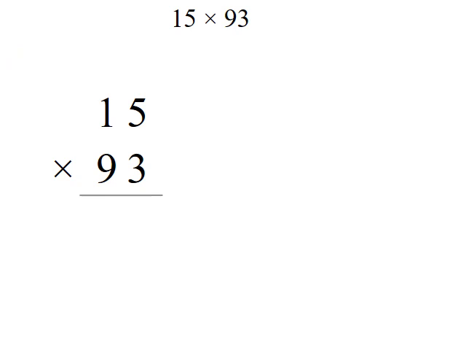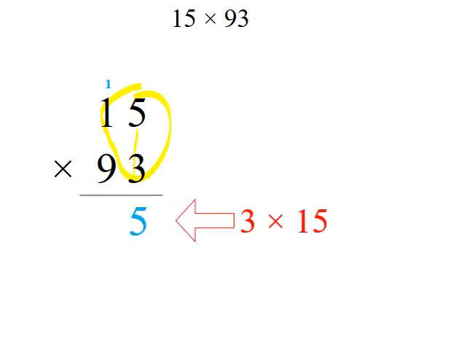I start multiplying 15 by 3 ones in the ones place. 3 times 5 equals 15. I regroup 15 as 1 ten in the tens place and 5 ones in the product. Now I move to multiply the tens place by the ones place. 3 ones times 1 ten. 3 times 1 equals 3. Those are 3 tens. Plus 1 more 10 equals 4 tens.